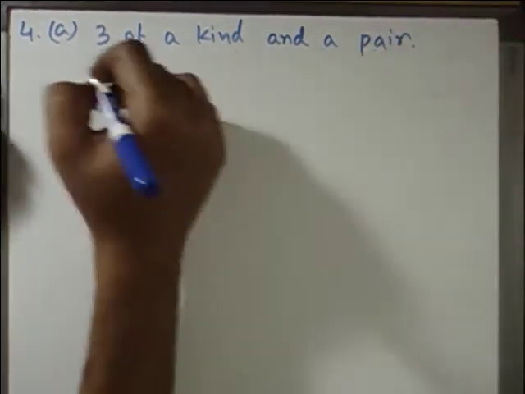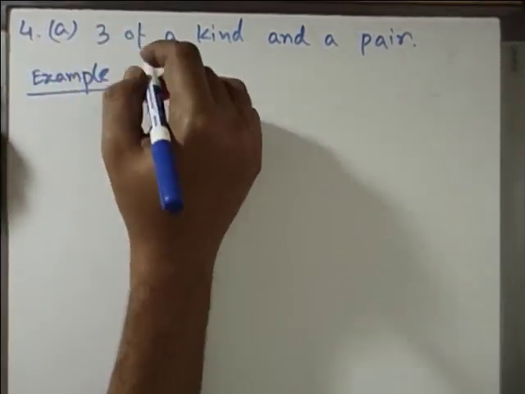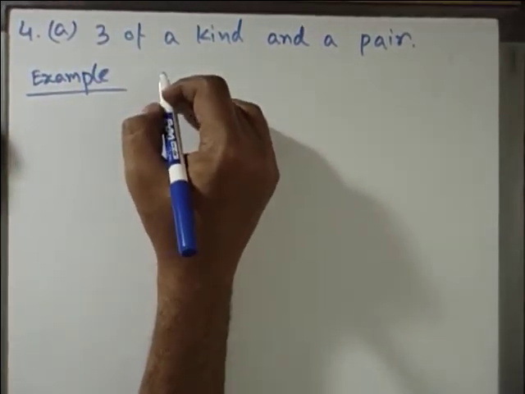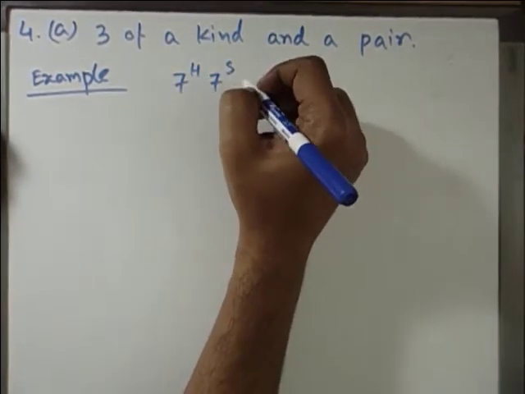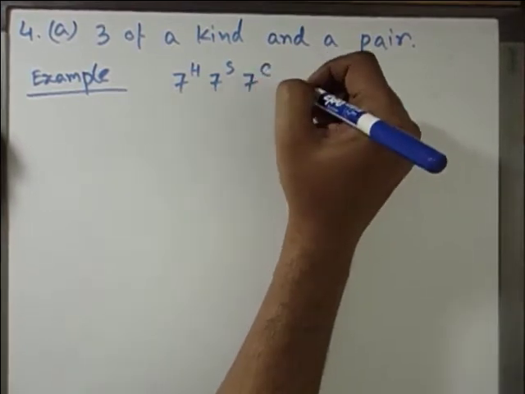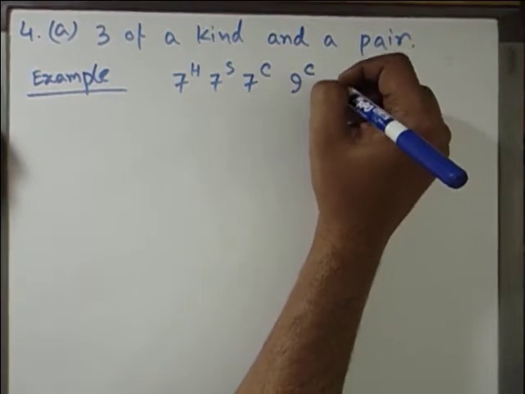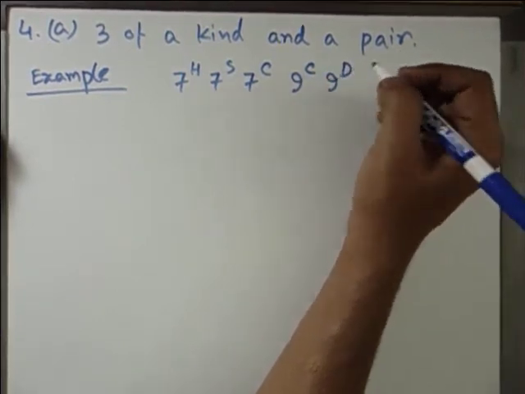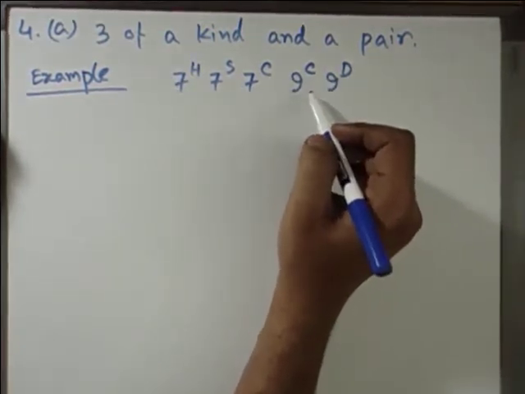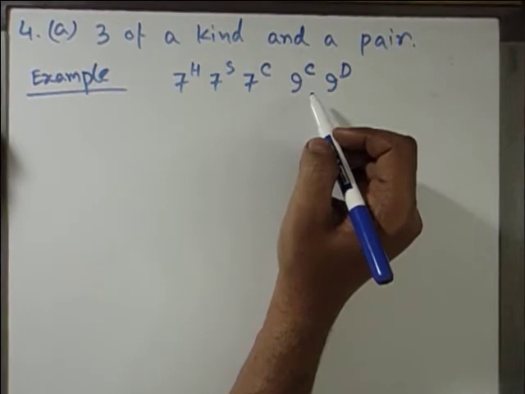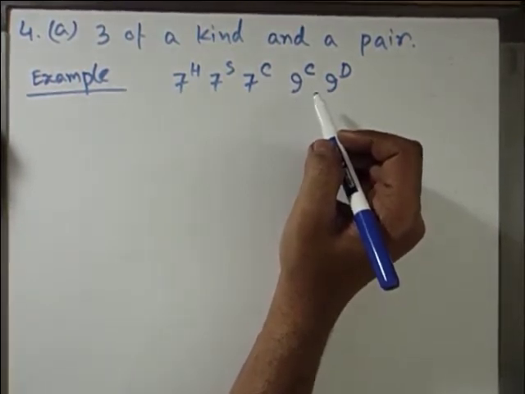For example, let's say it's 7 of hearts, 7 of spades, 7 of clubs, 9 of clubs, and 9 of diamonds. So these are 3 of a kind, and this is a pair. So how many different ways can that happen? This is a counting problem, and we have done that in the counting chapter.